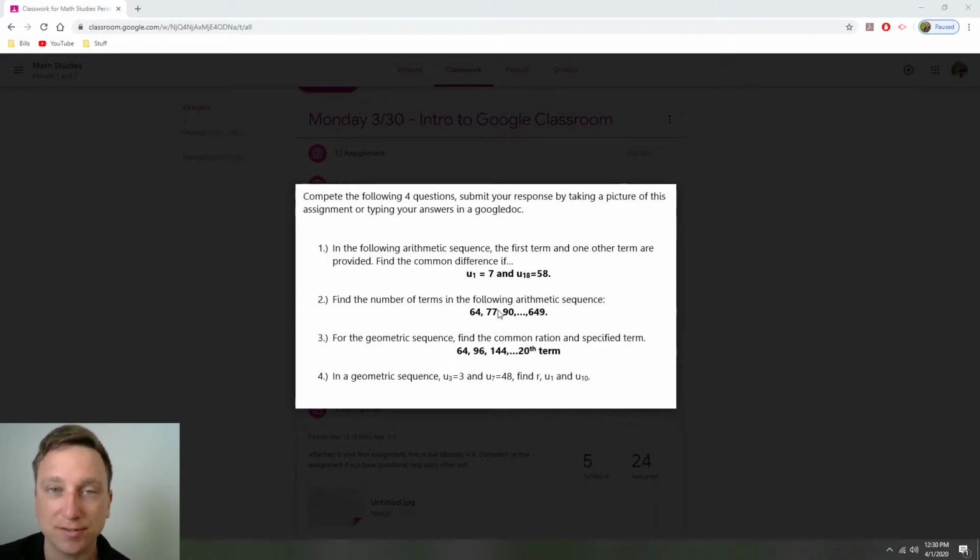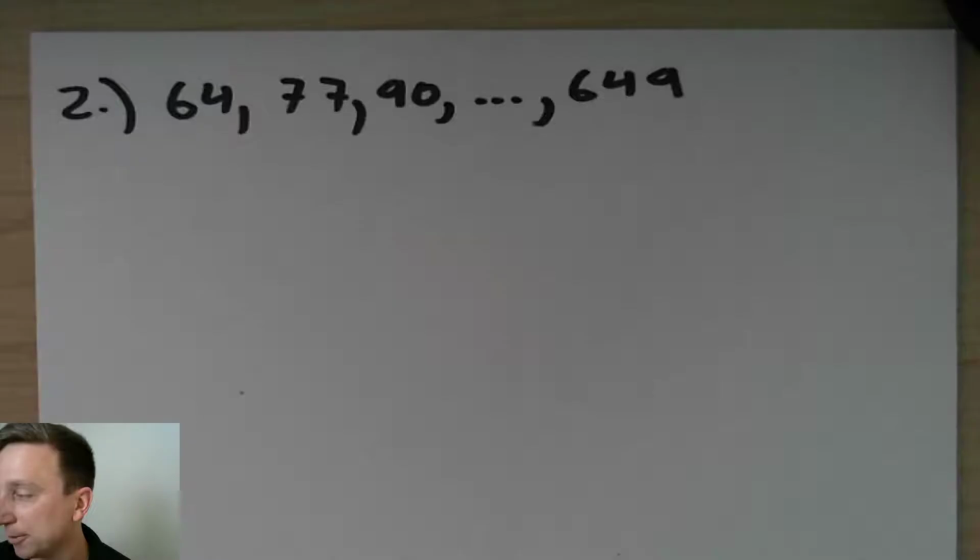So 64, 77, 90, and then how many times, or what term, do we get to reach 649? So what term in the pattern? If 64 is the first, 77 is the second, 90 is the third, what term number is 649 in this arithmetic sequence? So let's get to the problem.